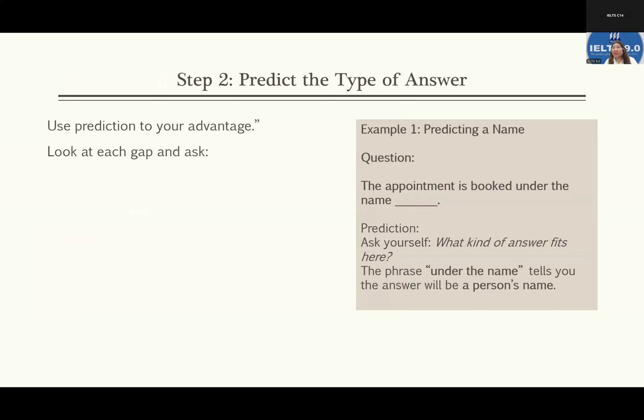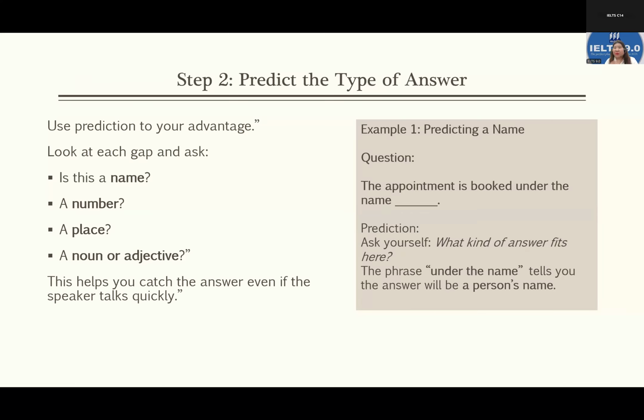Now, when you look at the sentence, ask yourself simple questions. Is the answer likely to be a name? Is it a number, like a date, price, or time? Could it be a place such as a city, building, or location? Does the grammar suggest a noun or an adjective?